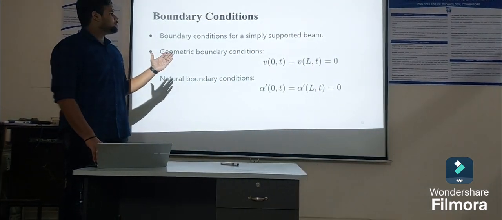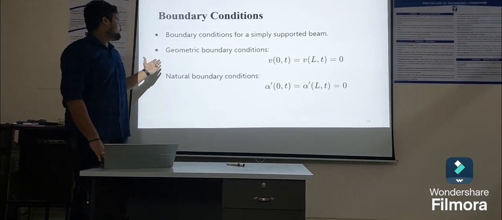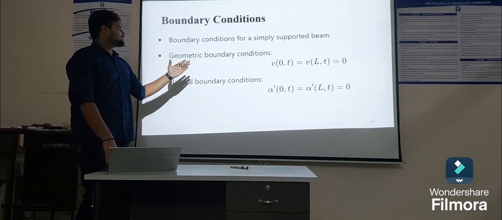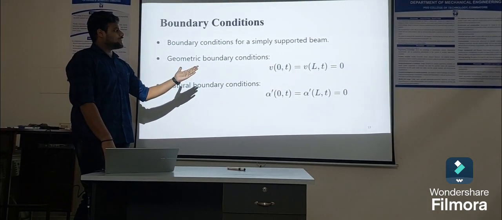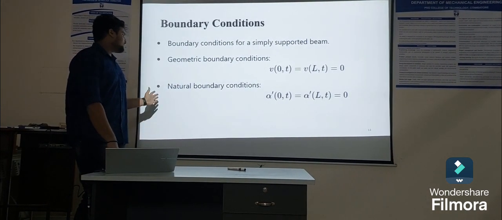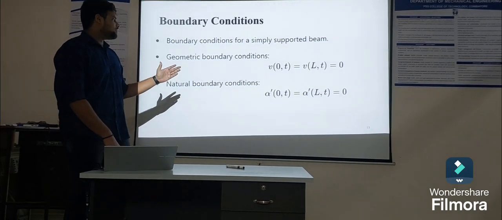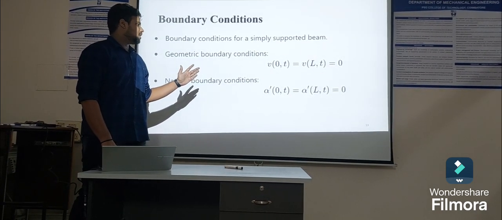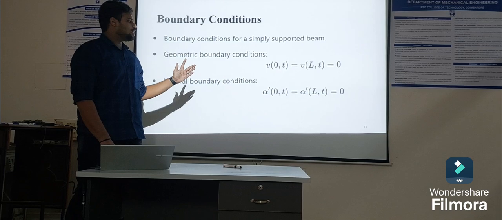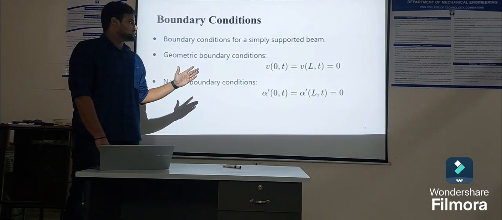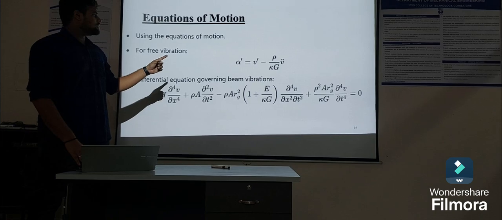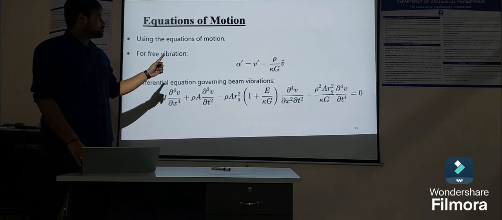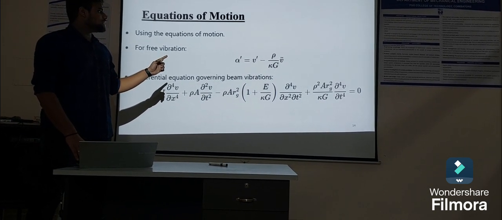Boundary conditions of a simply supported beam. One is the geometric boundary condition, that is u of 0, t is equal to u of L, t is equal to 0, and the natural boundary condition is alpha dash of x, 0 comma t is equal to alpha dash of L comma t is equal to 0. For free vibration, alpha dash is equal to u dash minus rho divided by kG u double dash.